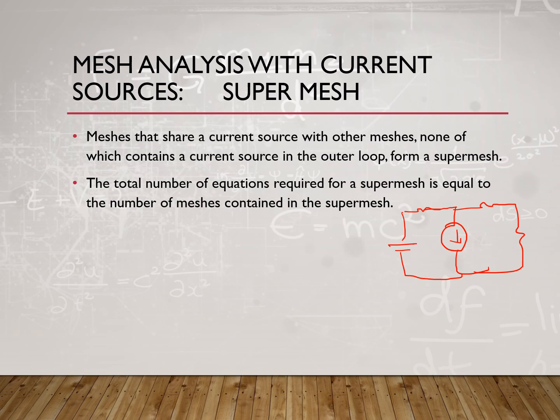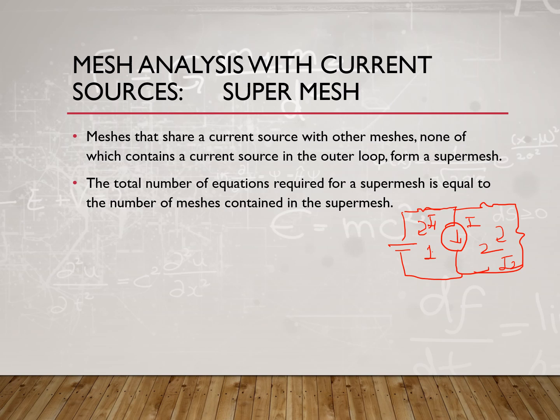Now how many equations? For the super mesh, how do you solve it? You have got two equations. There are two meshes involved. So mesh 1 and mesh 2 are involved in the super mesh. These two combined together are called a super mesh. Now suppose you call this current I, right? Now the current through the mesh 1 I call I1, and through mesh 2 I call I2.